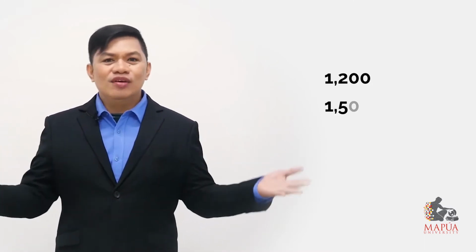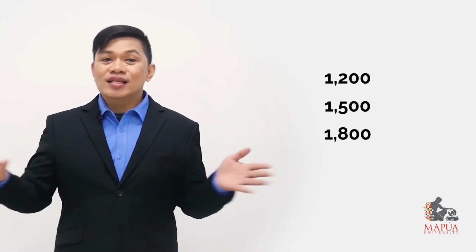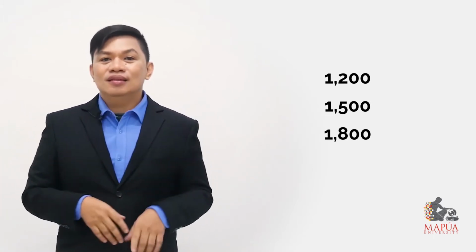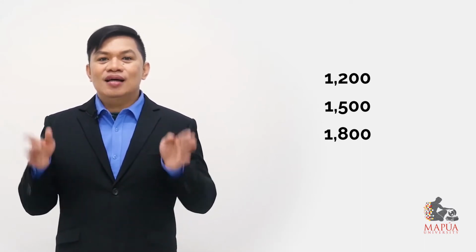Okay, we have the number. We have 1,200, 1,500, 1,800. All these numbers are valid to use to represent 80 million. But how are we going to select these respondents? So that's the other issue that we are going to address here.